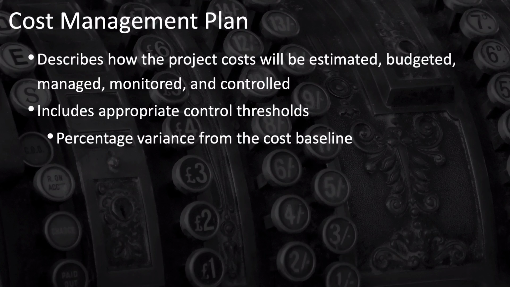However, your cost management plan should include the appropriate control thresholds, which should be typically expressed as a percentage variance from your cost baseline. For example, in your organization and for your project, you may decide that if the costs look like they're going to be or are trending to be more than 5% over budget, then that's your tolerance, and at that point, you take some action. Exactly how this is measured should be detailed in your cost management plan.